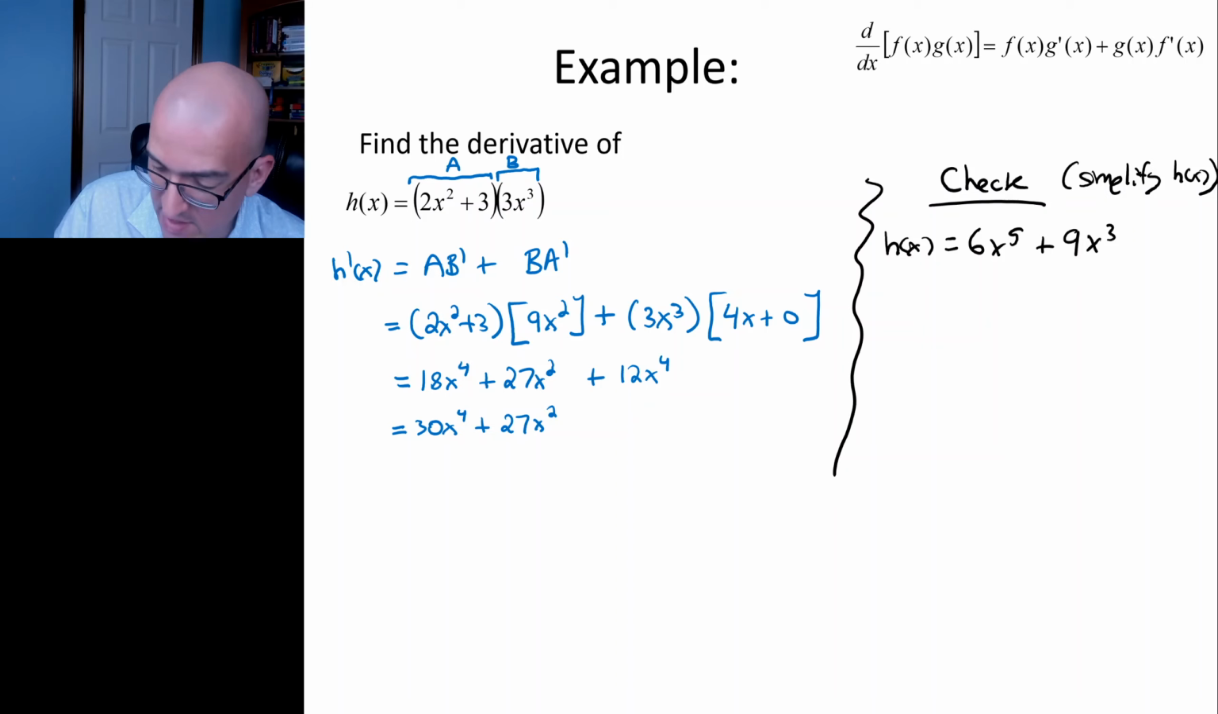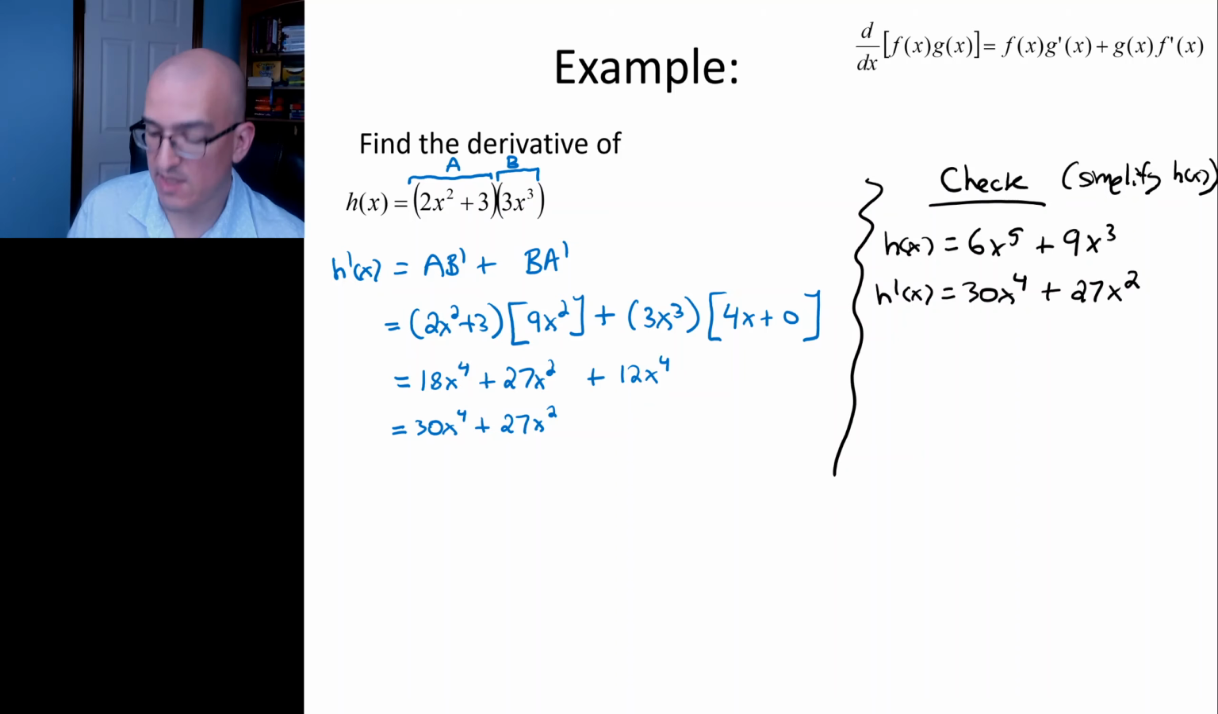Now we take the derivative. 5 comes down, multiplies by the 6, 30. X reduces by 1 power, 4, plus 3 comes down and multiplies by the 9, 27. X power reduces by 1, power 2. Hey, it's the same.